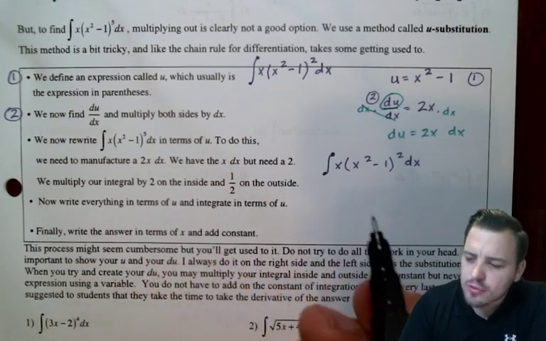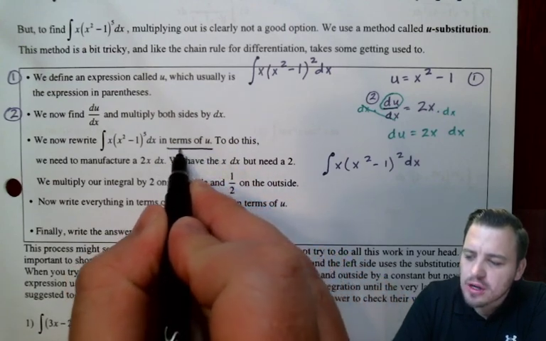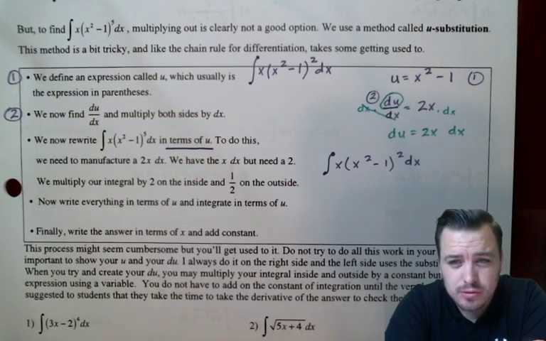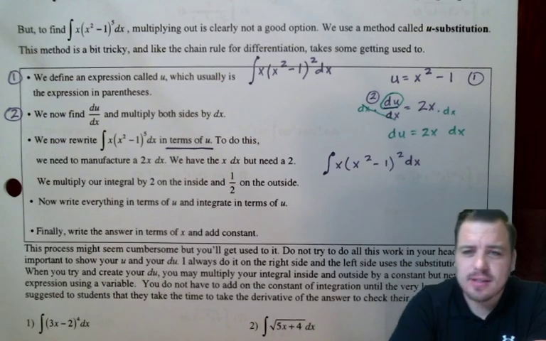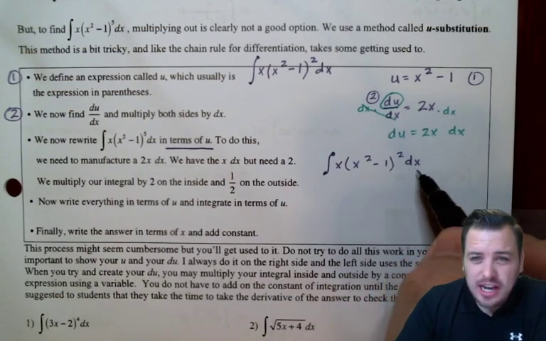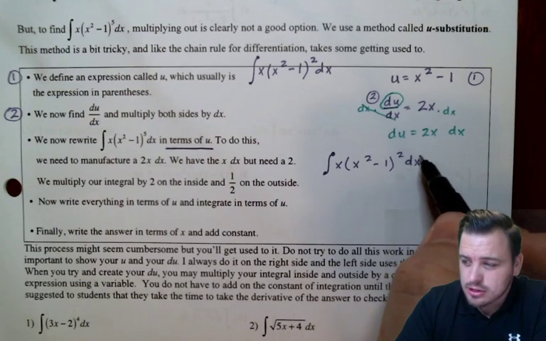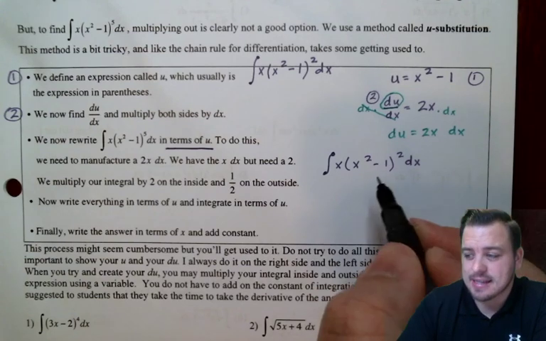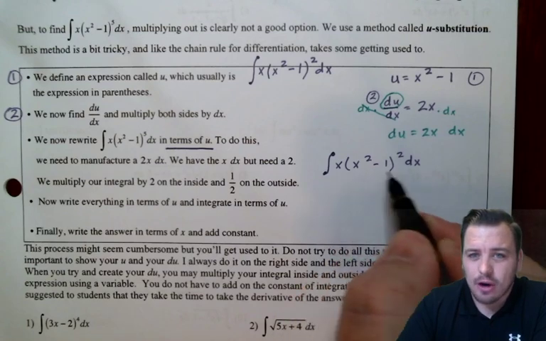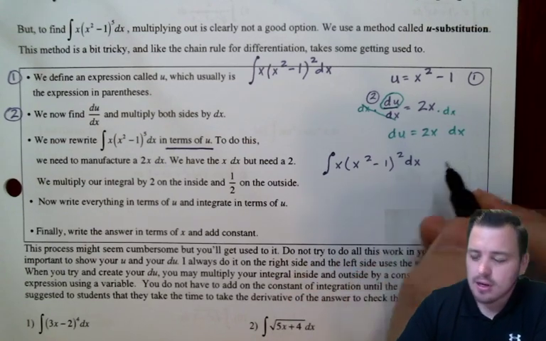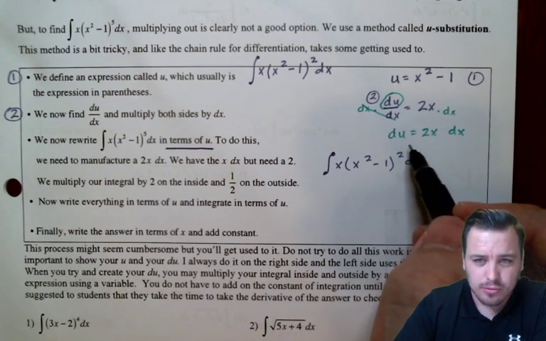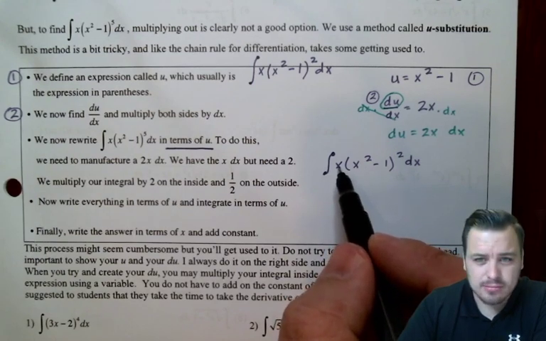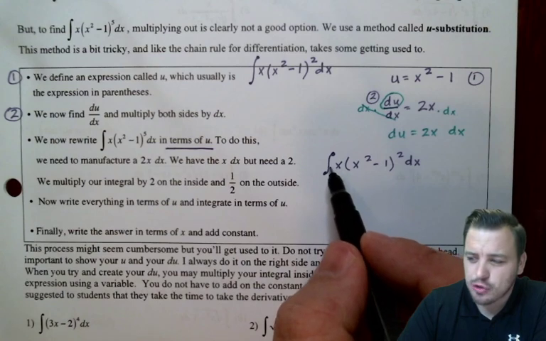So we're wanting to rewrite this in terms of u. Basically, I don't want any x's, I just want u's. In order to change this dx to a du, I need to have 2x dx in the problem. Right now, the only thing I have is x dx. Well, x dx is not equal to du. So I need to put a 2 in front of that x.